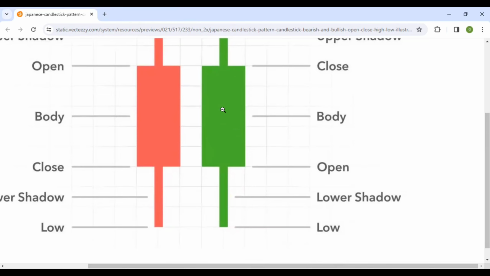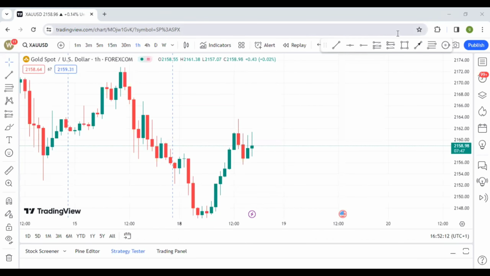So the body of the candle determines how healthy that particular candle is. Okay. The body of the candle determines how healthy the particular candle is. You understand? So let's go back to our chart.